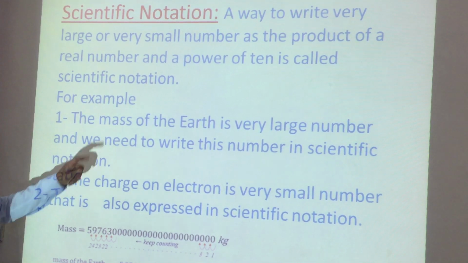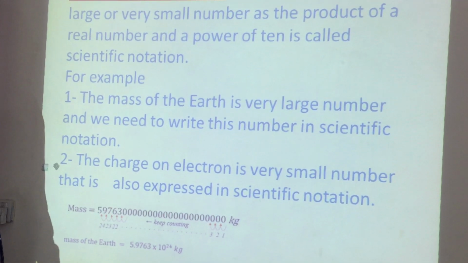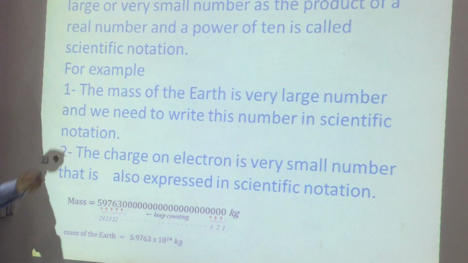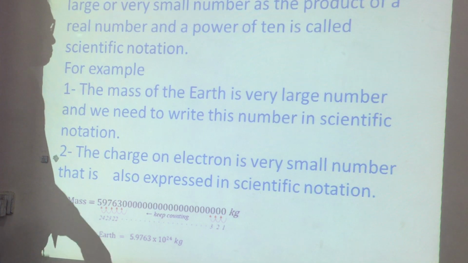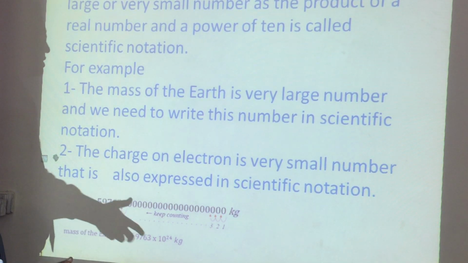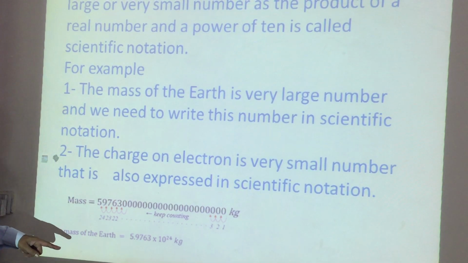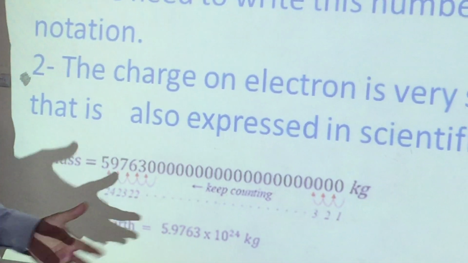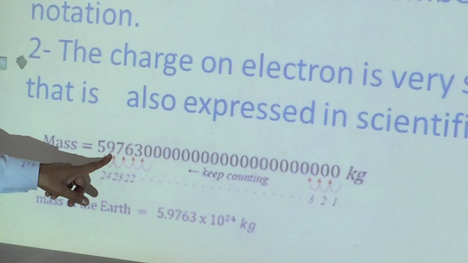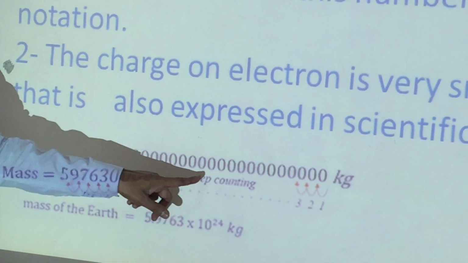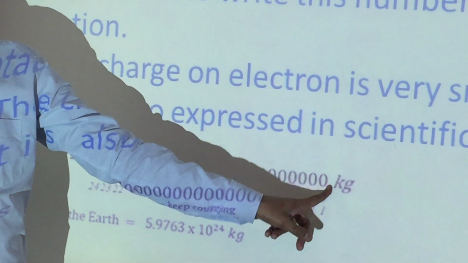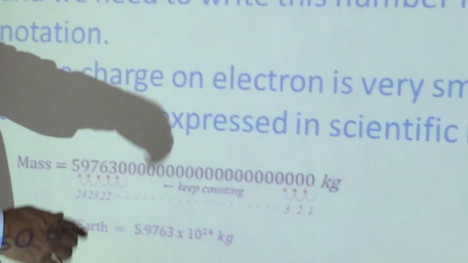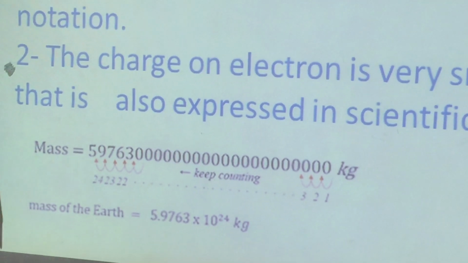For example, the mass of the earth is a very large number and we need to write it in scientific notation. Second, the charge on the electron is a very small number that is also expressed in scientific notation. First of all, we will see the mass of the earth. The mass of the earth is in kilograms, a huge number: 5, 9, 7, 6, 3 and so many zeros, and at the end there is a point. If the point is not written, it is understood that the point is there at the end of all the digits, right?